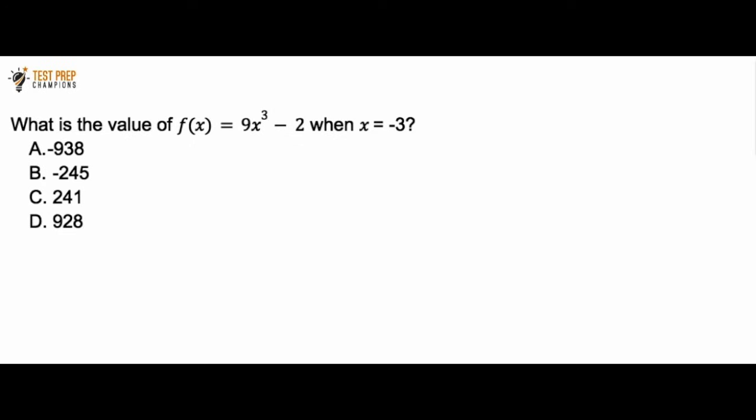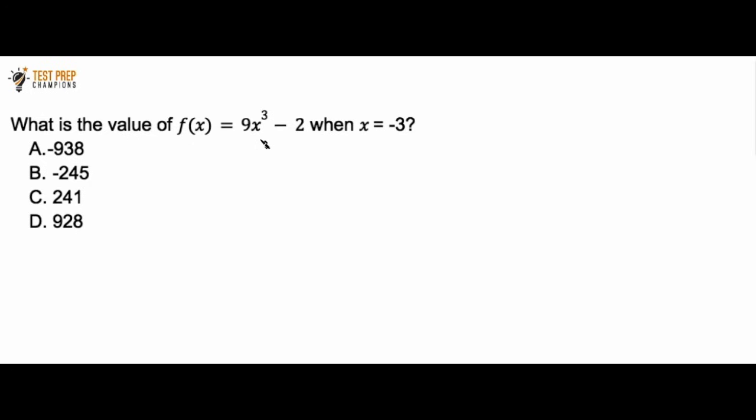The next question says, what is the value of f of x equals 9x cubed minus 2 when x equals negative 3? Is it A, negative 938, B, negative 245, C, 241, or D, 928? So that's up to you to decide. I'll let you pause the video, give this one a shot, and then as always, we'll go over how to do it. Okay, hopefully you had a chance to try this.